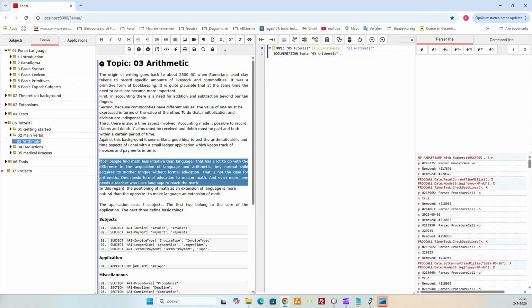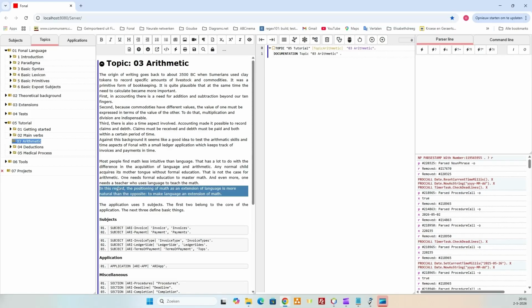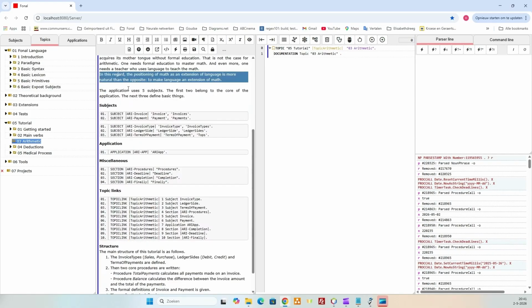Most people find math less intuitive than language. That has a lot to do with the difference in the acquisition of language and arithmetic. Any normal child acquires its mother tongue without formal education. That is not the case for arithmetic. One needs formal education to master math. And even more, one needs a teacher who uses language to teach the math. In this regard, the positioning of math as an extension of language is more natural than the opposite, to make language an extension of math.